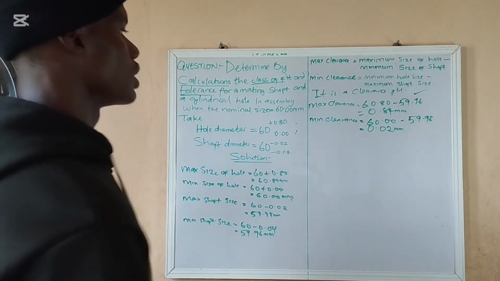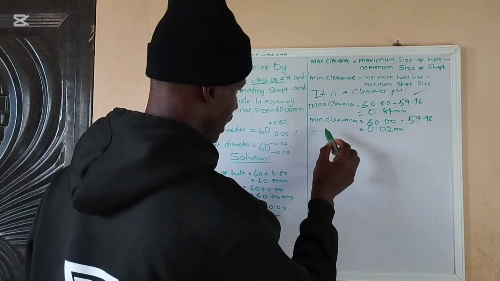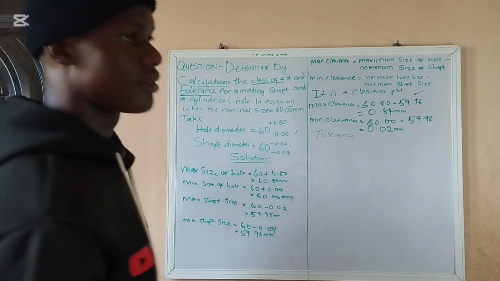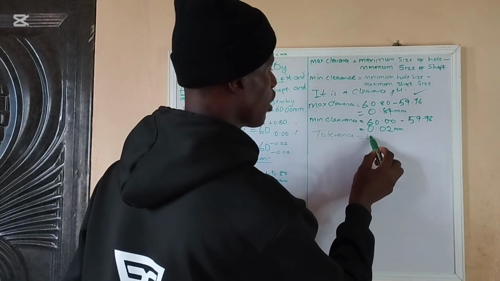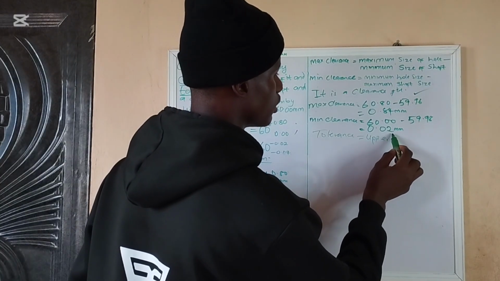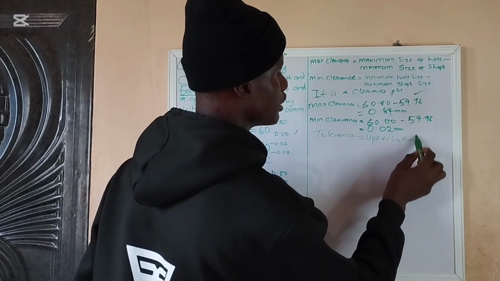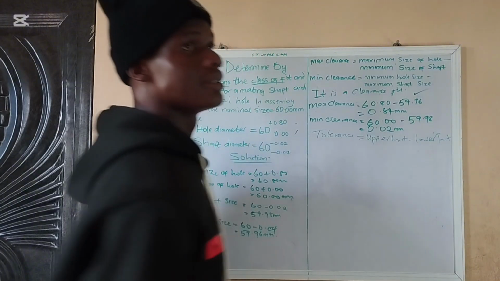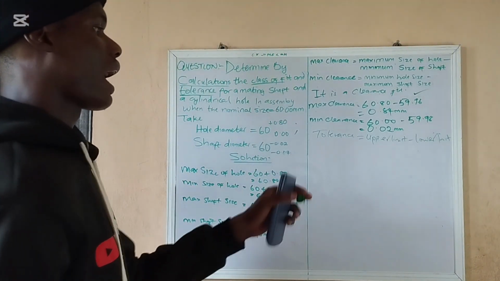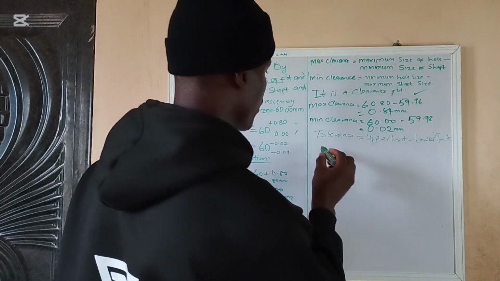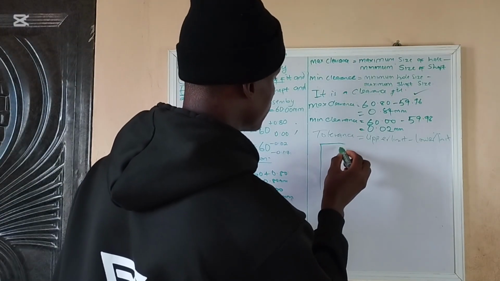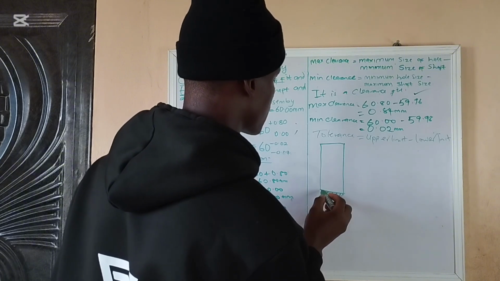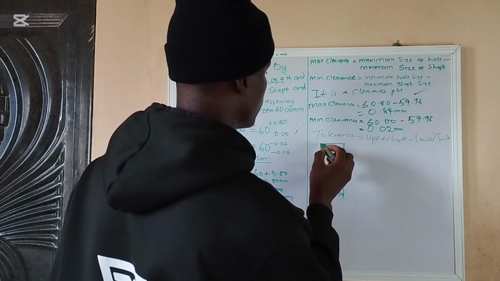Now we are going to move to the tolerance, which is the second part of this question. What is the formula for our tolerance? It is the upper limit minus the lower limit. So that is the formula for our tolerance. I'm going to draw a very quick diagram to explain that to us better.